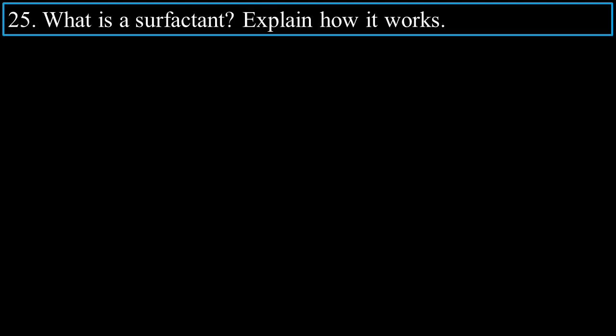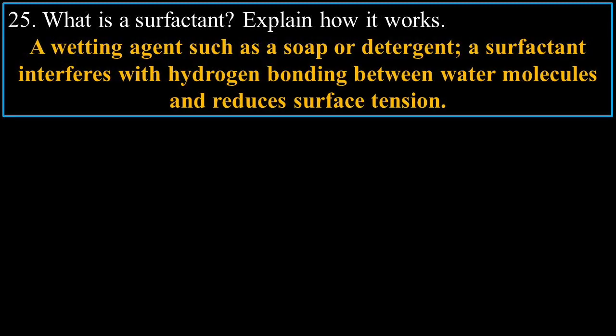What is a surfactant? Explain how it works. A surfactant is a material that reduces hydrogen bonding within water. A wetting agent such as soap or detergent, a surfactant, interferes with hydrogen bonding between water molecules and reduces surface tension.